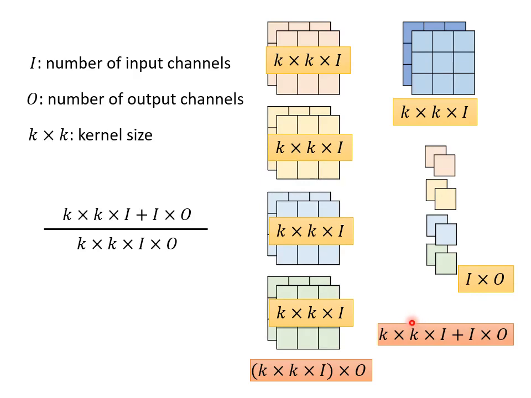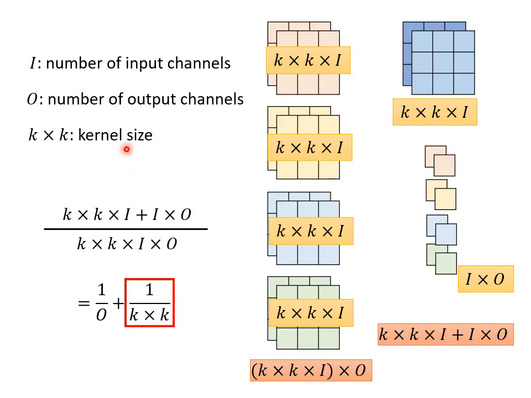Compare the two. You divide k times k times I plus I times O by k times k times I times O. After some calculations, you will find that the ratio of the two is 1 over O plus 1 over k times k. Because O is usually a large value, the number of channels may be 256 or 512, we can ignore this 1 over O for now. K times k is the more critical value in this expression.